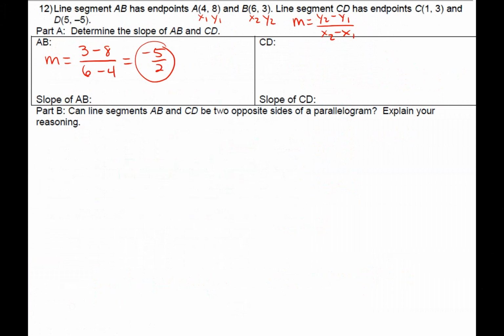On to CD. So this one, I'll call it x1, y1, x2, y2, and here we go. M equals -5 minus 3 over 5 minus 1. I get -8 over 4. This one I can reduce down to -2.